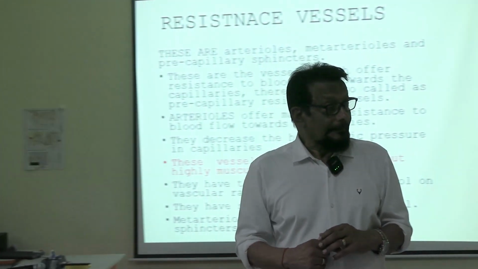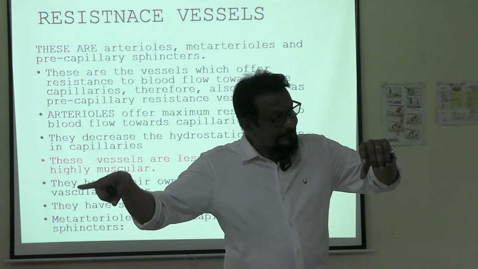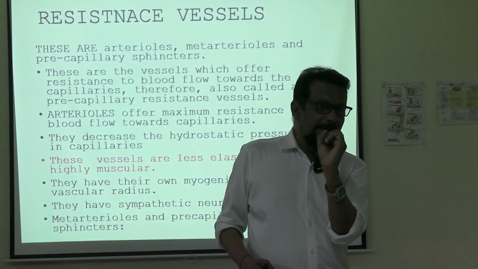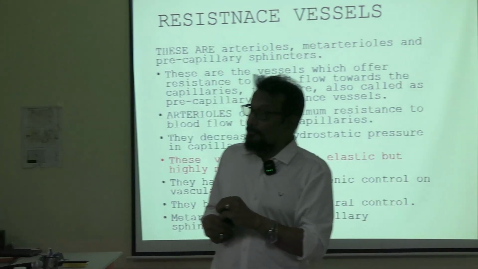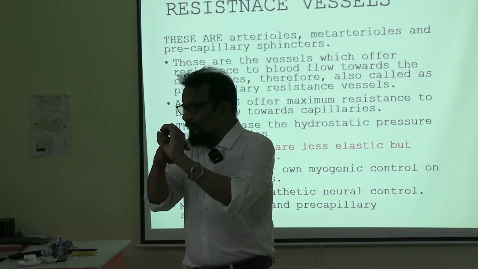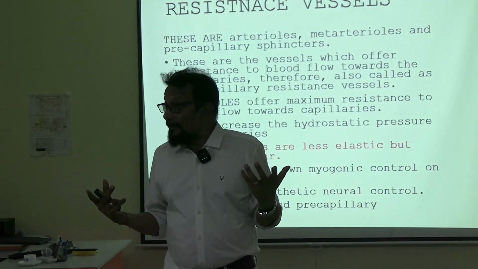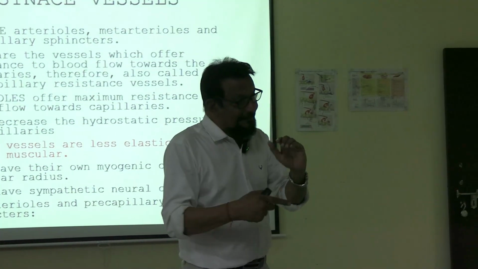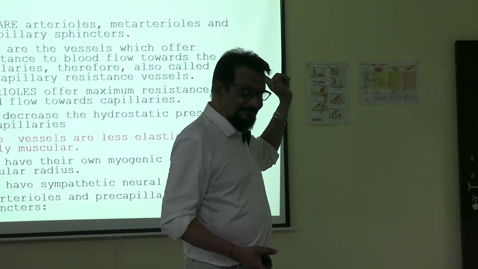Okay, so when they contract, some are arranged spirally, some are arranged circularly. When they contract, the lumen will be narrowed. As a result, what will happen? Resistance will be developed, resistance to blood flow. So there will be an increase in blood pressure. So by contracting and relaxing, you can increase or decrease the resistance. Who can do this? These vessels. What are these?